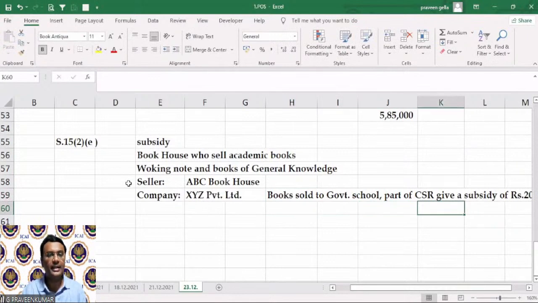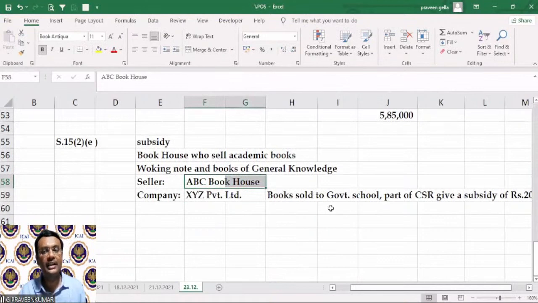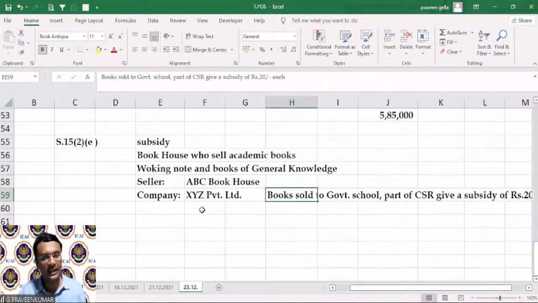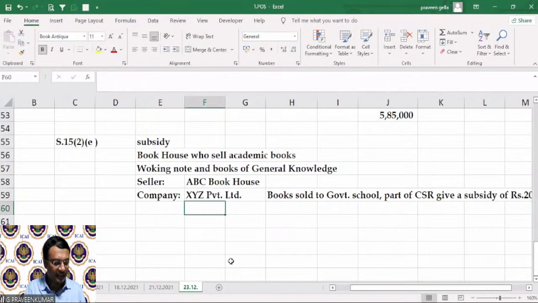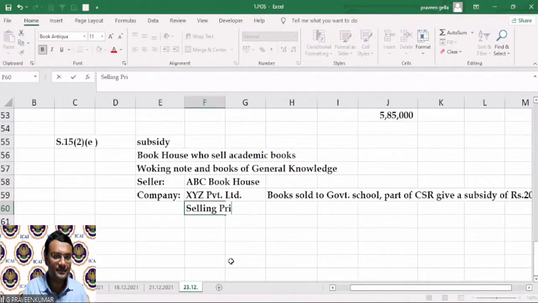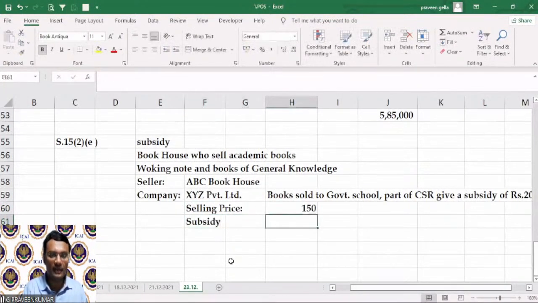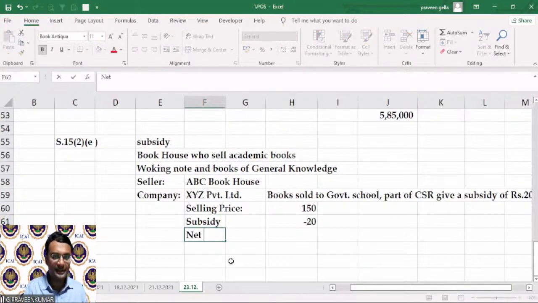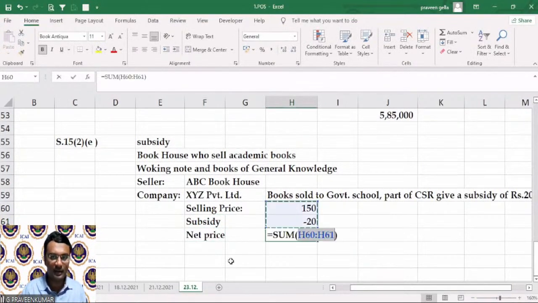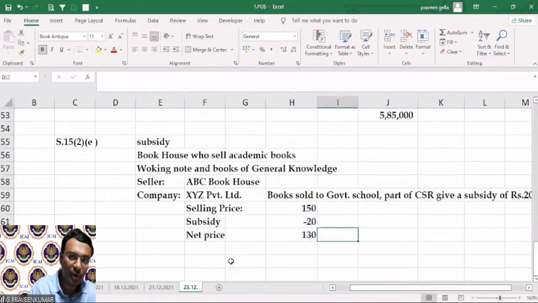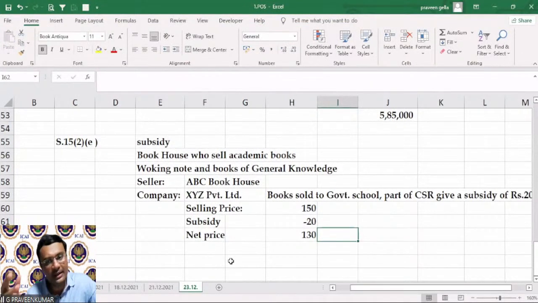So this particular XYZ Private Limited says that, look, whatever books you are selling, you give a subsidy of ₹20 every book. That means to say, if the selling price is ₹150, subsidy they will say 20, net price. Now, the book house collects a sum of ₹130 from this particular customer, whoever the student wants to buy.